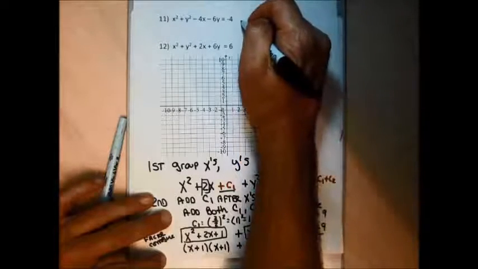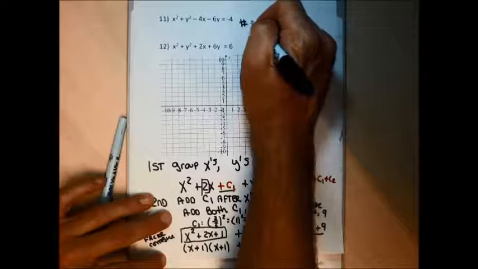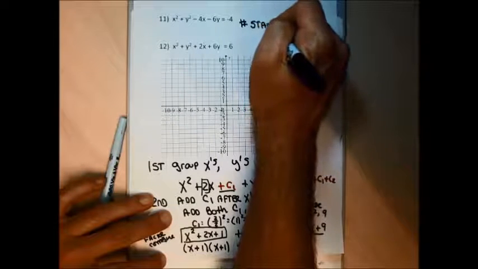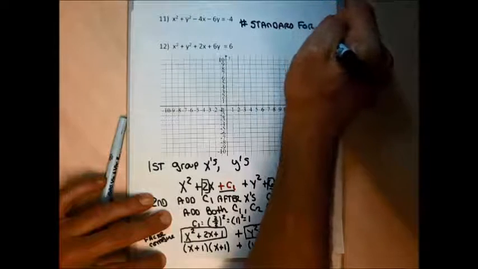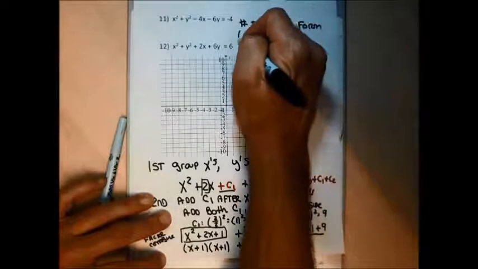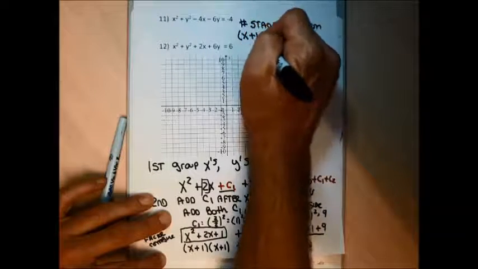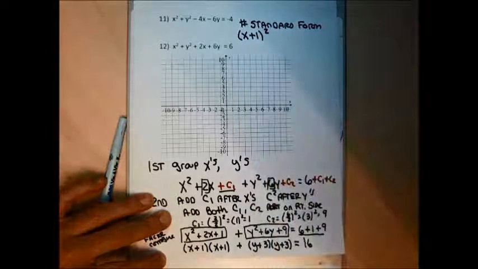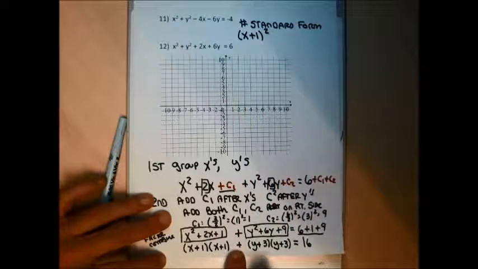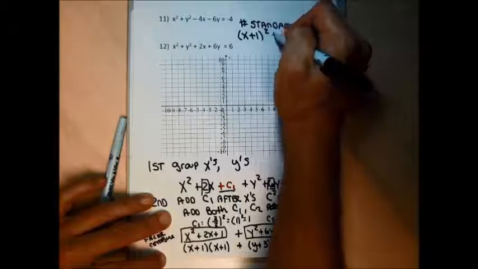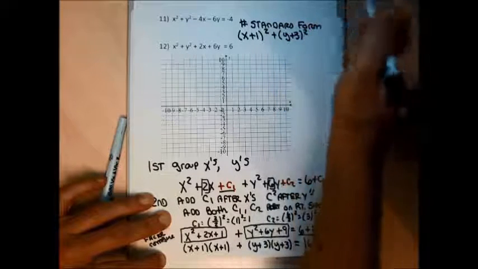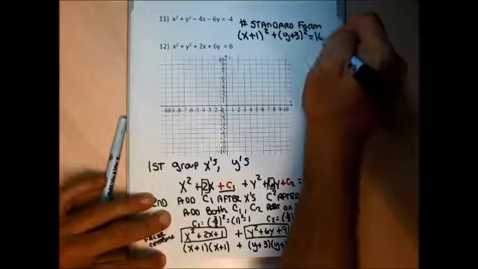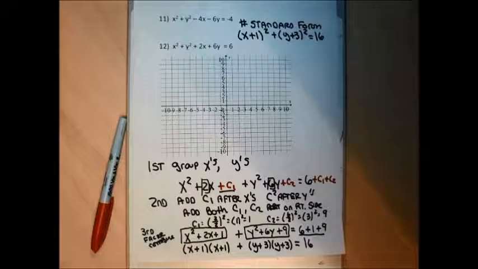So for number 12, it says to rewrite the problem in standard form. And a version of the standard form can be, instead of x plus 1 times x plus 1, x plus 1 quantity squared, and instead of y plus 3 times y plus 3, y plus 3 quantity squared, equals 16.